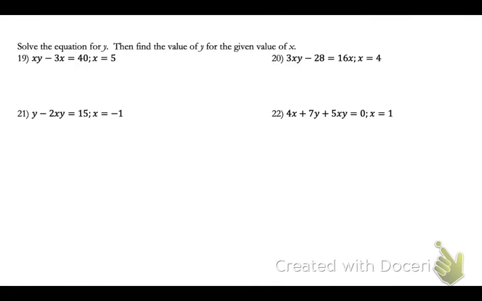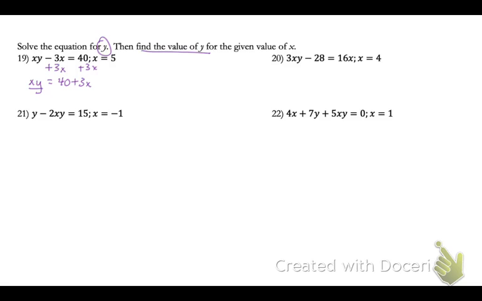So, on number 19, notice the directions have two parts. It says solve the equation for y, then find the value of y for the given value of x. So, first of all, we need to take this equation and solve for y. So I'm going to move everything over that does not have a y term in it.